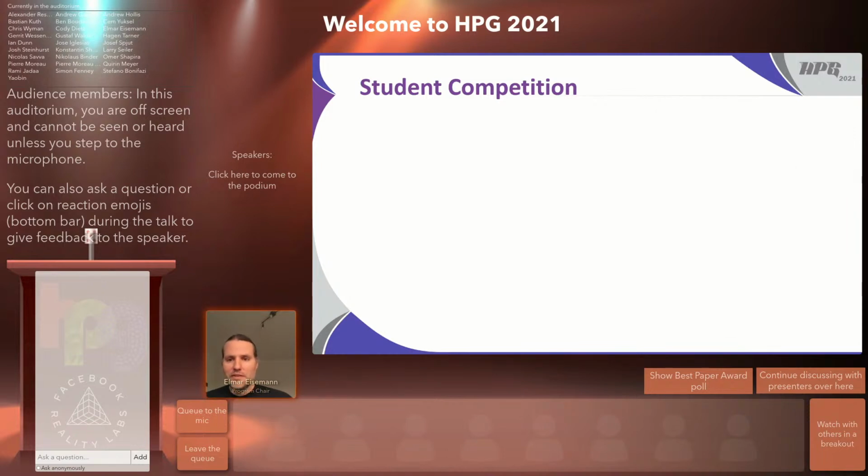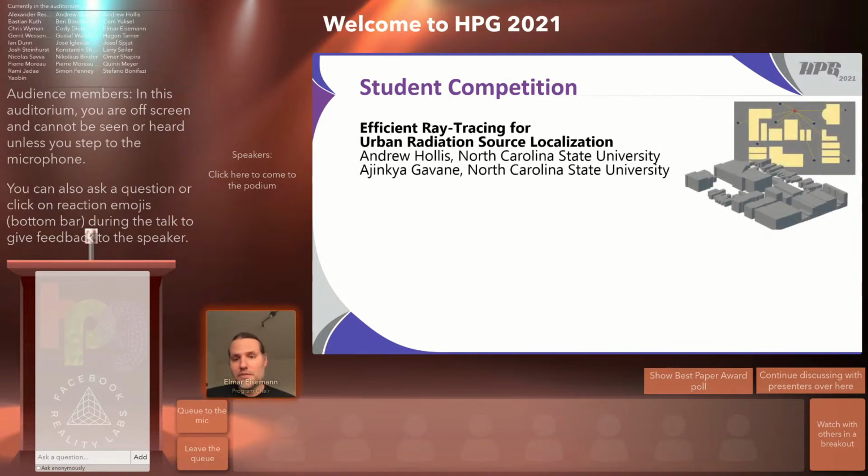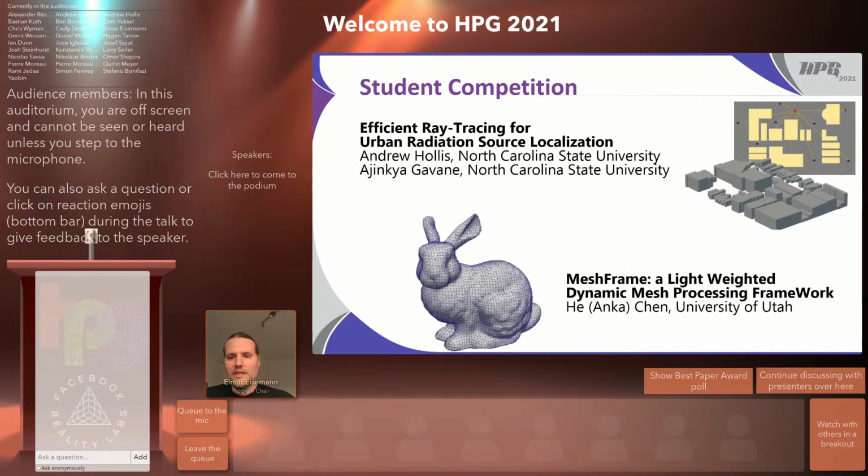The two entries that we're going to see a video about are Efficient Ray Tracing for Urban Radiation Source Localization from Andrew Hollis and Ajinkya Gavane from North Carolina State University. And the second entry is MeshFrame, a lightweight dynamic mesh processing framework from Chen at the University of Utah. With this, we're ready to roll the videos.